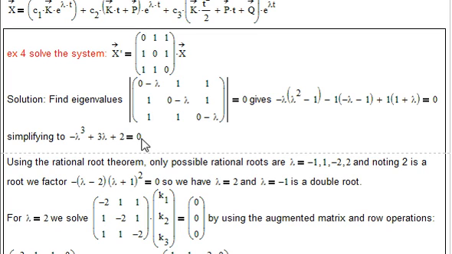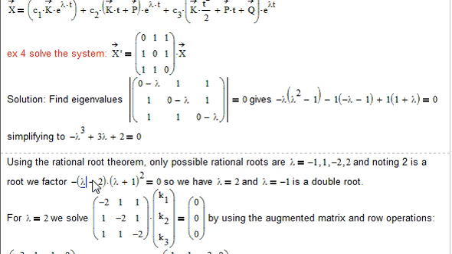So how would you solve an equation like this? We're using the rational root theorem. The only possible roots are plus or minus 1 and plus or minus 2. Noting 2 is a root because negative 2 cubed plus 3 times 2 plus 2 works, we could factor this, and if we do, we also have a double root of negative 1. So we got lambda equals 2, and lambda equals negative 1 is a double root.